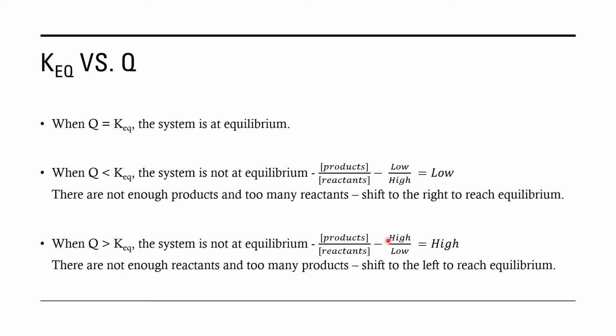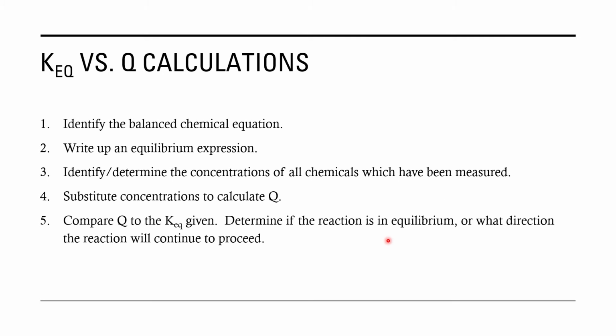So using that idea, what we can begin to do are Keq versus Q calculations. It's very similar to the Keq calculations that we have done already. The steps are very similar as well. We need to identify the balanced chemical equation, write up the equilibrium expression, make sure that we know the concentrations of all the chemicals that have been measured. So that's not necessarily at equilibrium, but whatever the chemical concentrations are for the Q that we're trying to find.